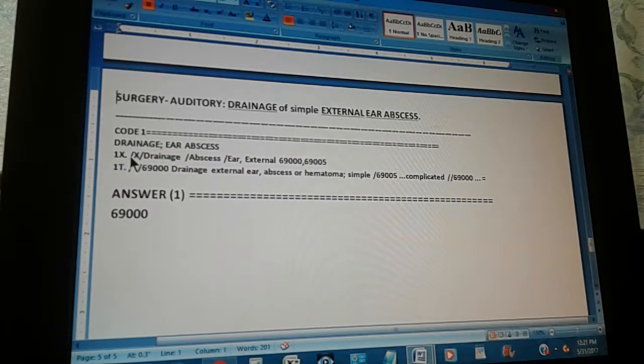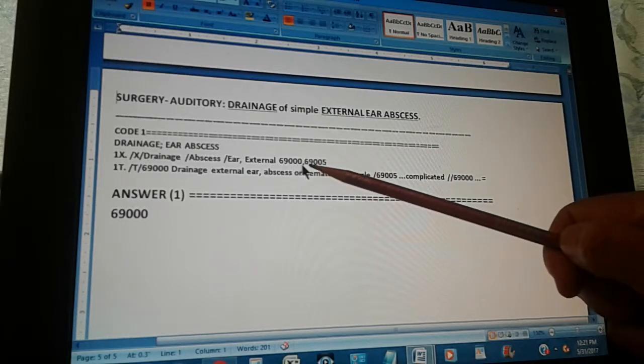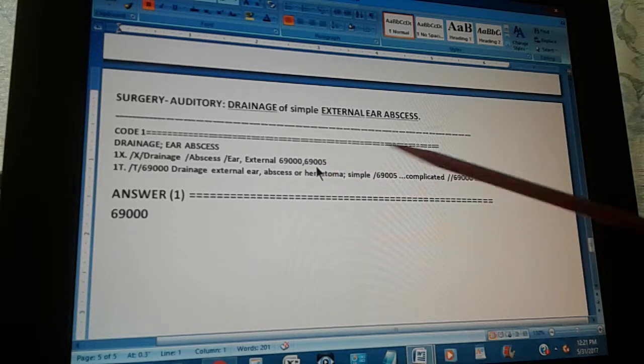First you go to the index. Then you go to drainage, to the D, drainage. Then you go to abscess. And from abscess, you go to ear, and external. Then you get two codes there, 69000 and 69005. This means it is not a set, but just two codes. So that is what you get from the index.